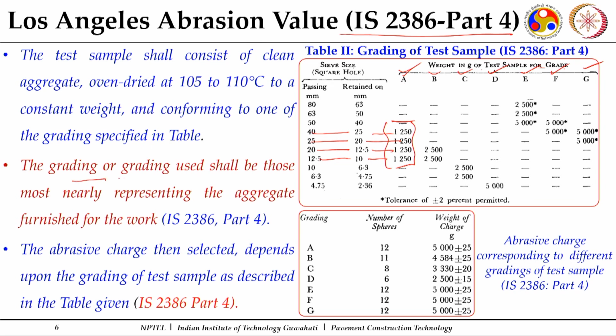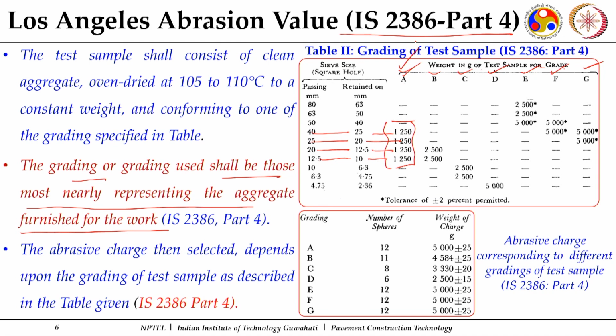The grading or gradings used shall be those most nearly representing the aggregate furnished for the work. So, we will choose one which is representing the aggregate in a better manner. If grading A is representing our aggregate in a better manner, we will choose grading A.